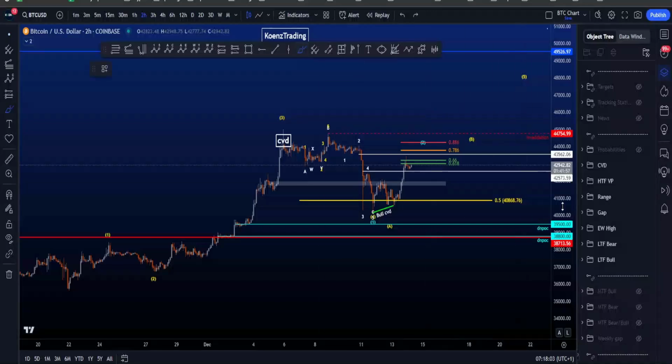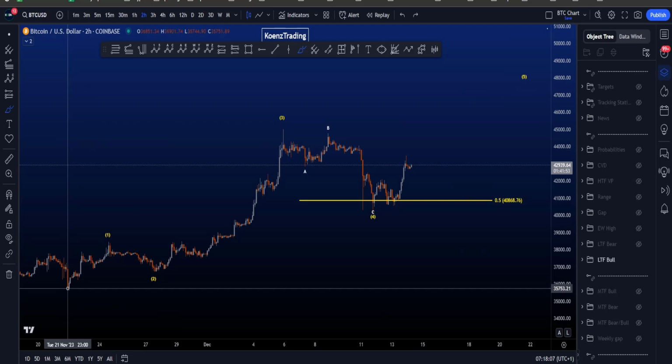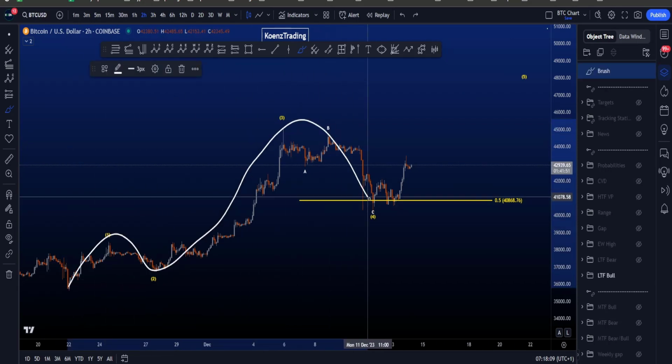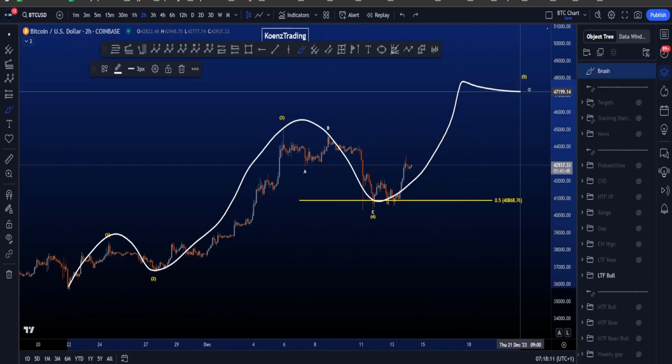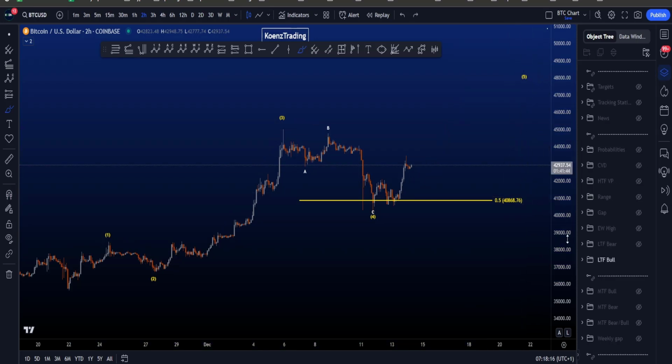Hi everyone, let's go over my bullish and bearish Elliott Wave scenarios on Bitcoin, starting on the low time frame with the bullish scenario where we're looking for a 5-wave impulsive move to the upside, where after wave 5 we are then looking for a bigger corrective structure to the downside.